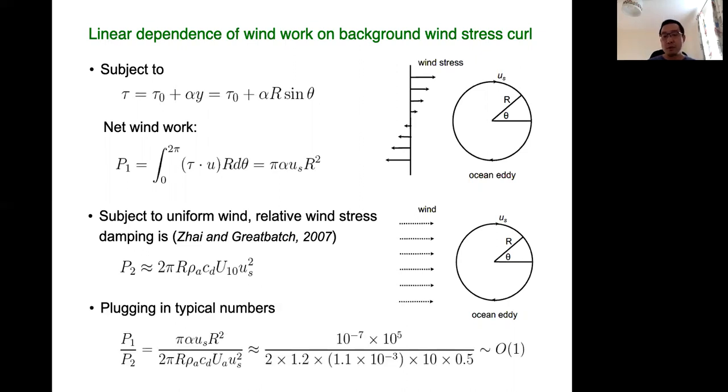Then we can take a ratio between P1 and P2 and plug in typical numbers. What we find is that P2 and P1 are comparable in magnitude. That means both the relative wind stress damping and the large-scale wind stress curl are potentially important.